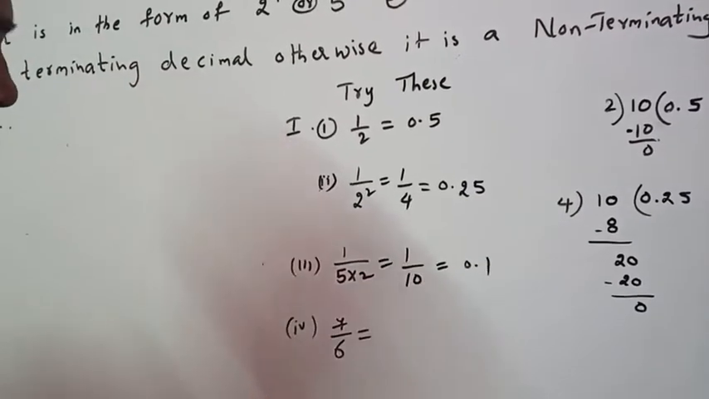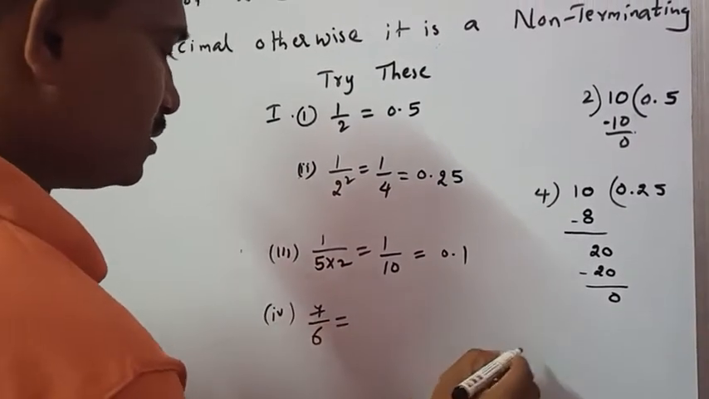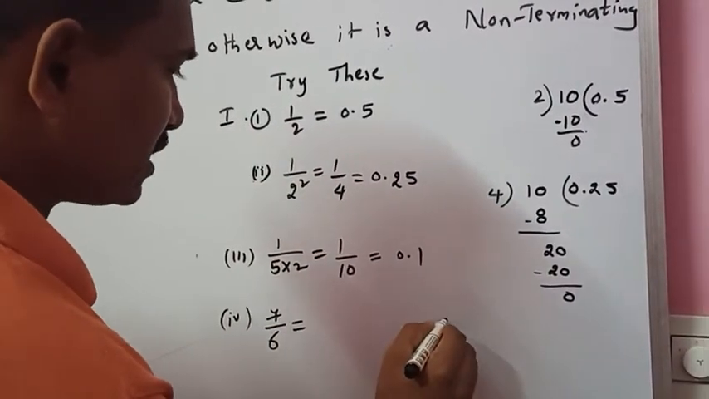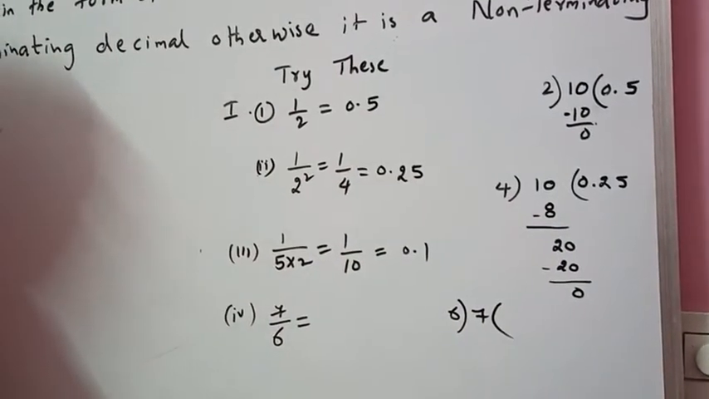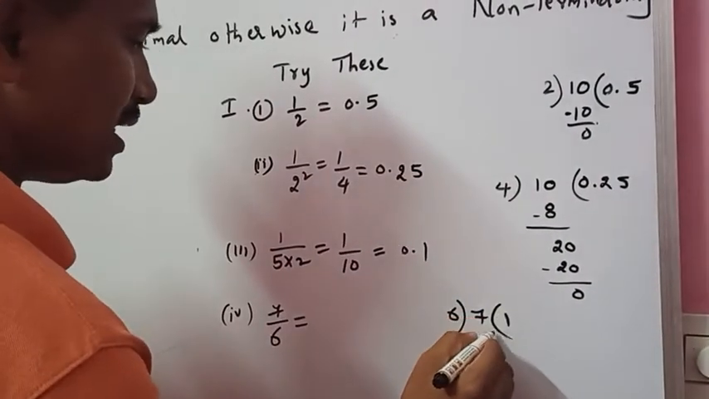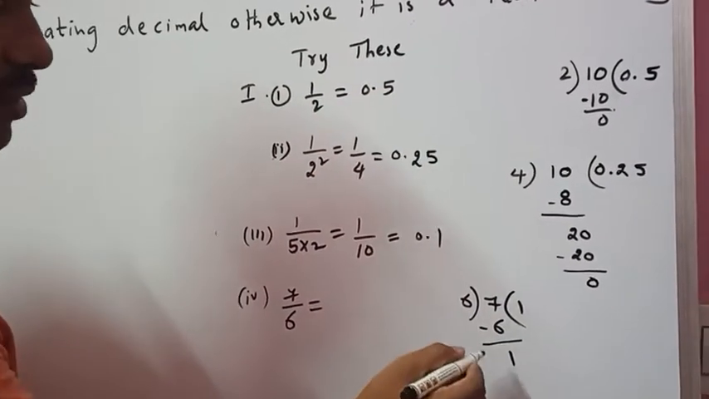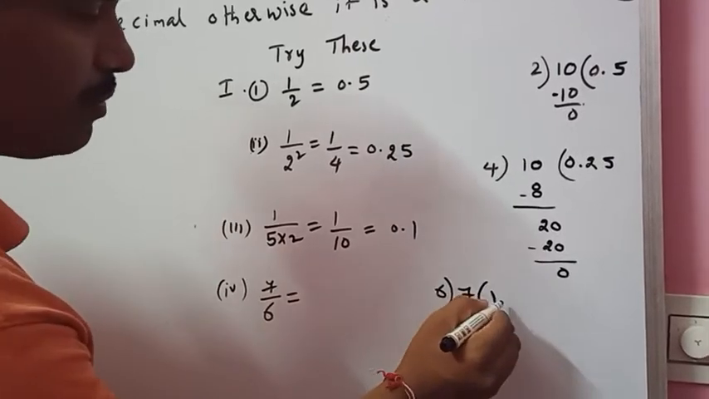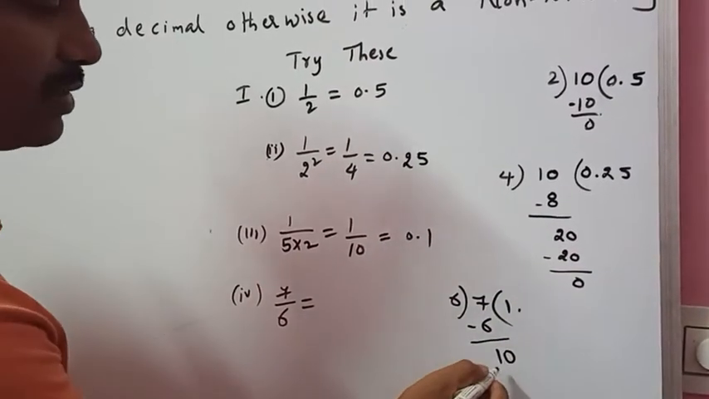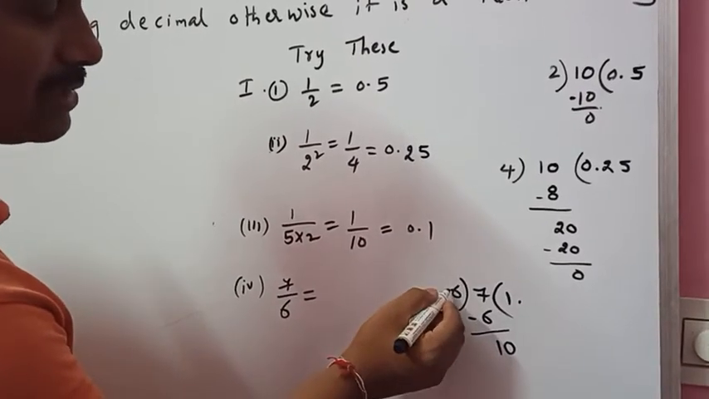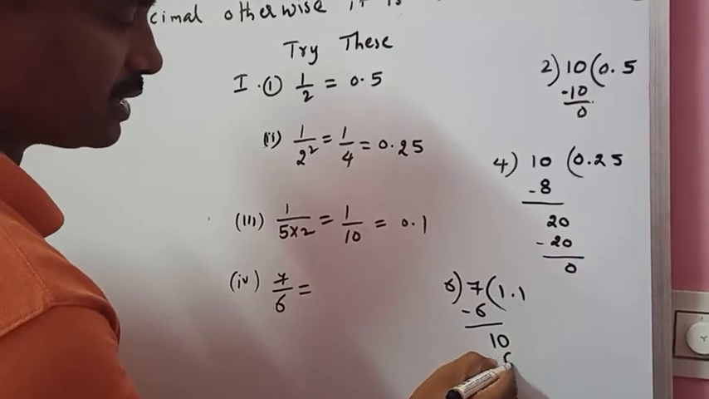Already you know. Now let us see 7 by 6. Divide 7 with 6. 6 ones are 6. Subtract. 7 minus 6, 1. Now 1 is smaller than 6, so put point, write 0 in the remainder. Now 10. 10 is bigger than 6. So see how many times it will go? 1. 6 ones are 6.